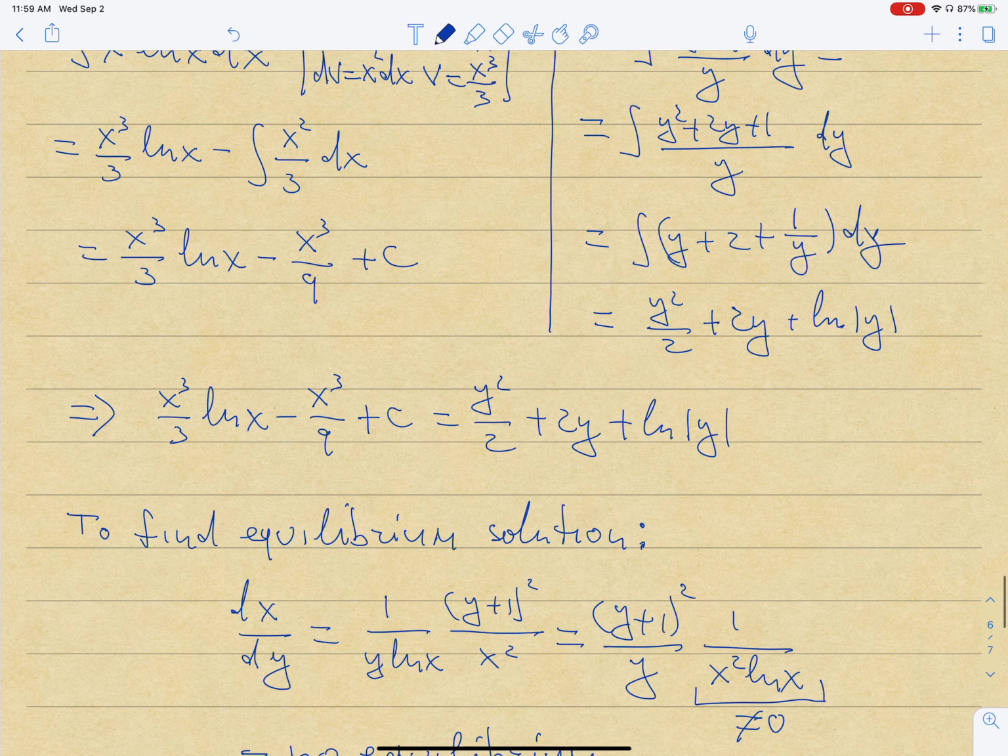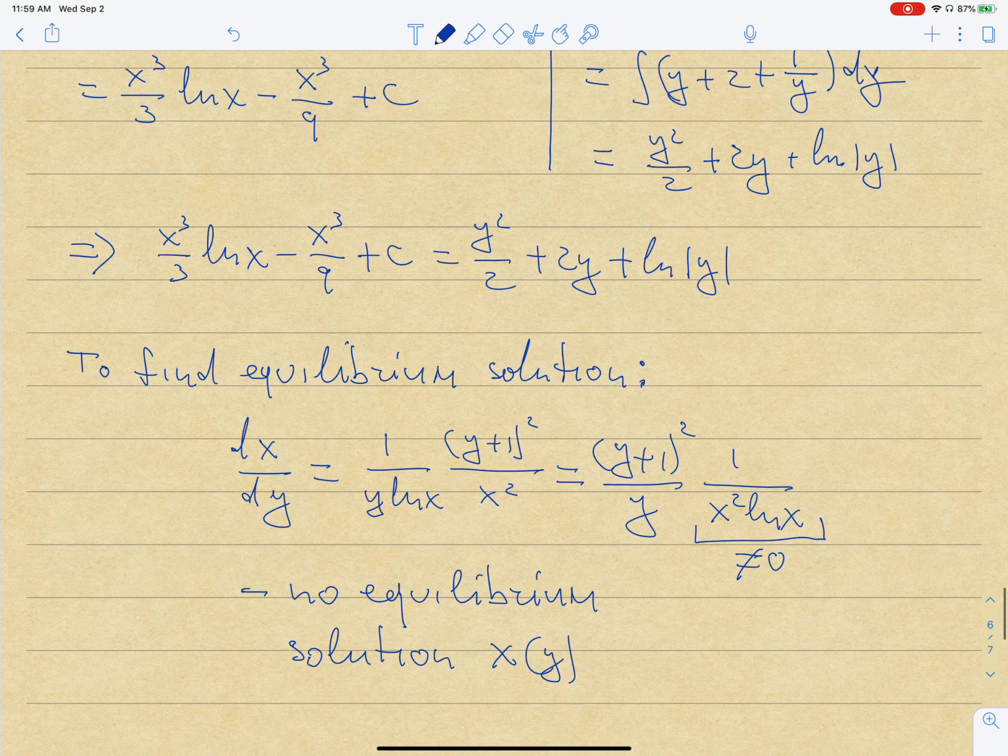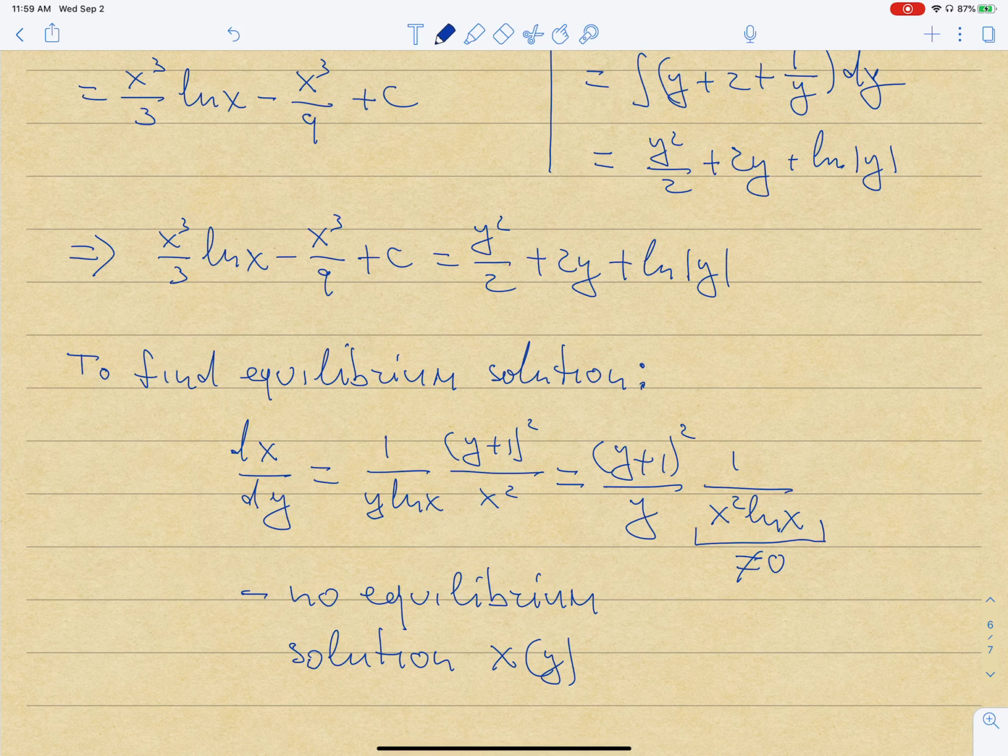All right, so next time we might do a few more examples of separable equations, and then we'll move on to the next type of equations after that.